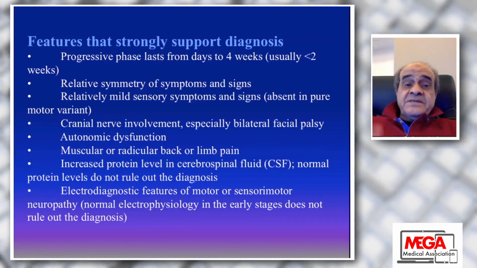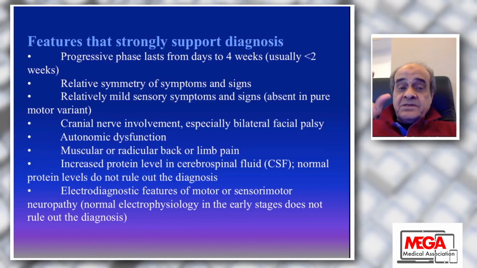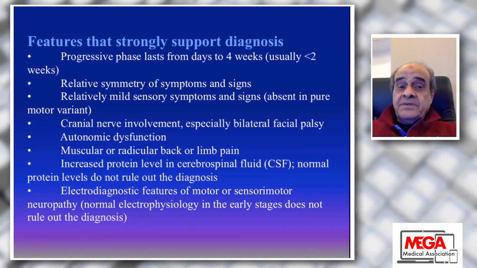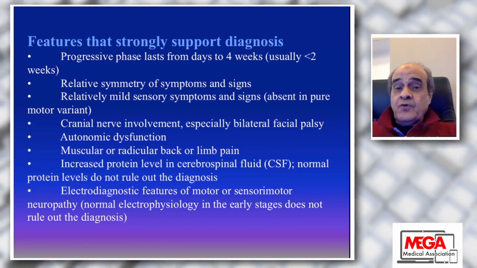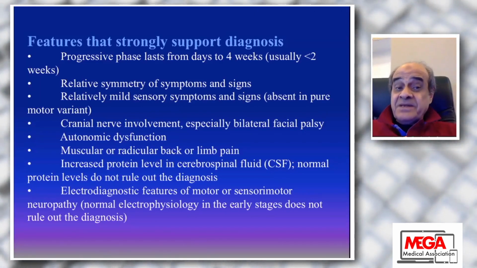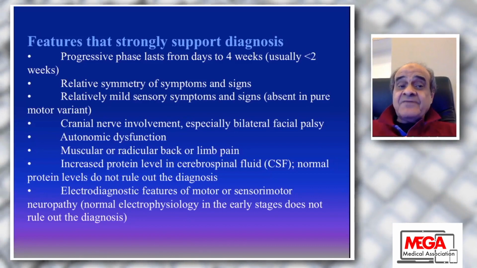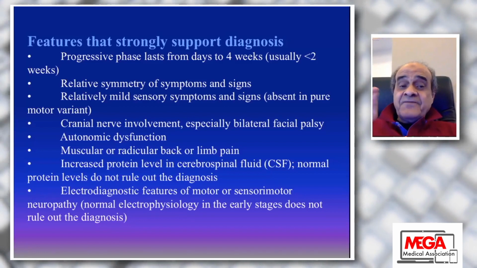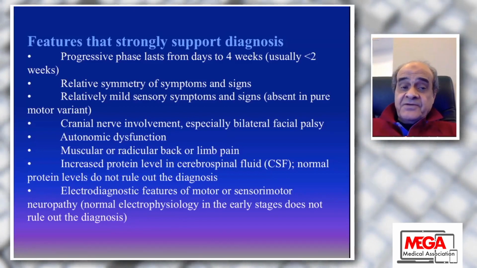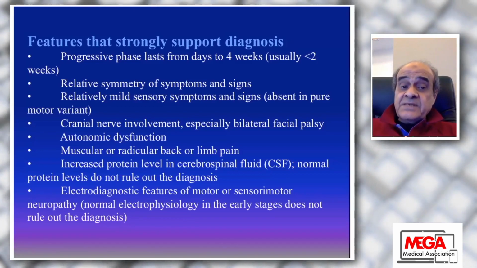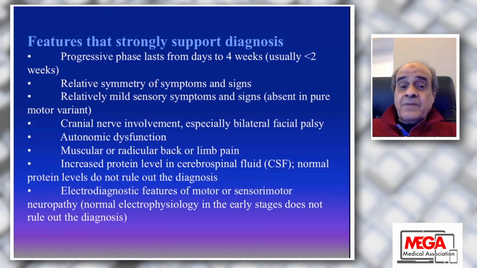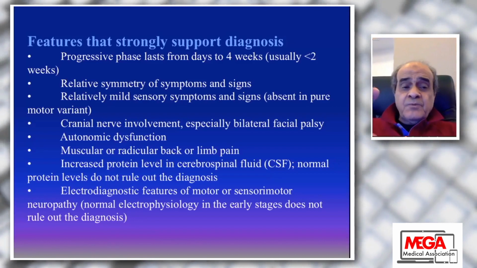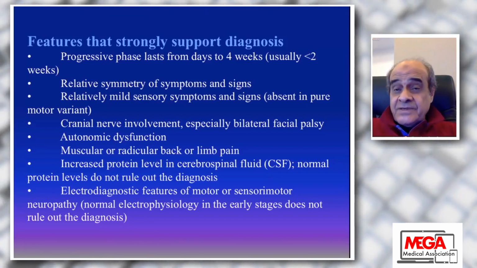Progressive weakness is the most characteristic feature of Guillain-Barré syndrome. The progressive phase lasts from days to 4 weeks. Relative symmetry of symptoms and signs. Relatively mild sensory symptoms and signs. Cranial nerve involvement, especially bilateral facial palsy. Autonomic dysfunction, muscular or radicular back or limb pain. Increased protein level in CSF. A normal protein level doesn't rule out the diagnosis.